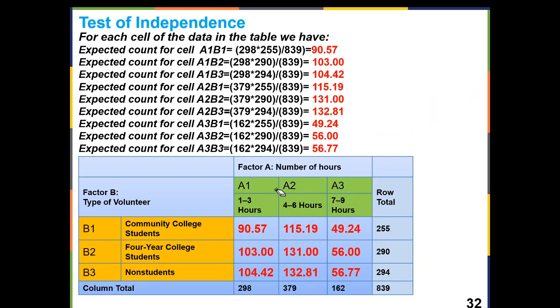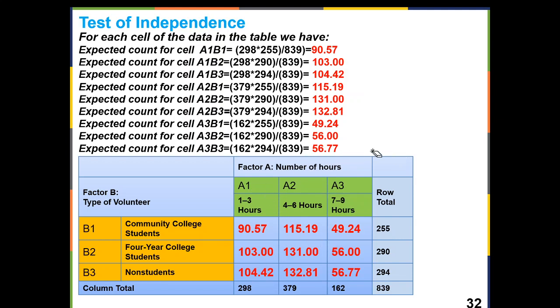So that's how we find these numbers, right? To get this, we get the total in A1, 298, multiply by the total in this row, 255, and divide by 839. To get the one here, we get again A1 total times B2 total, so A1 times B2 totals divided by 839. And the same for every cell. And then we find all of these numbers. Here we go. We got them all.